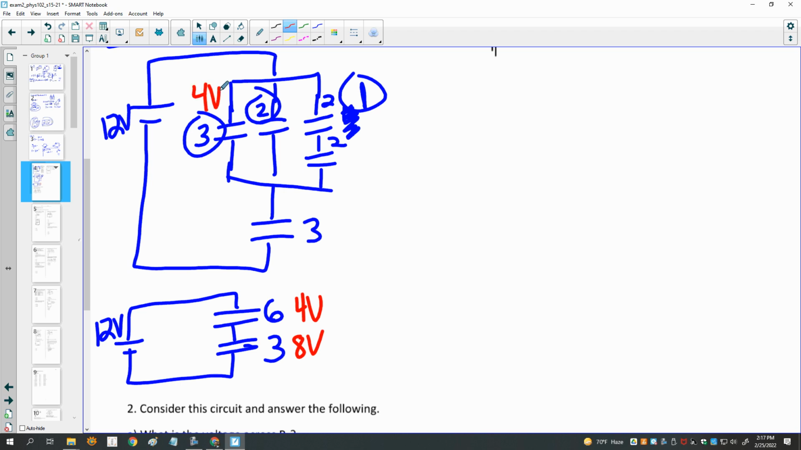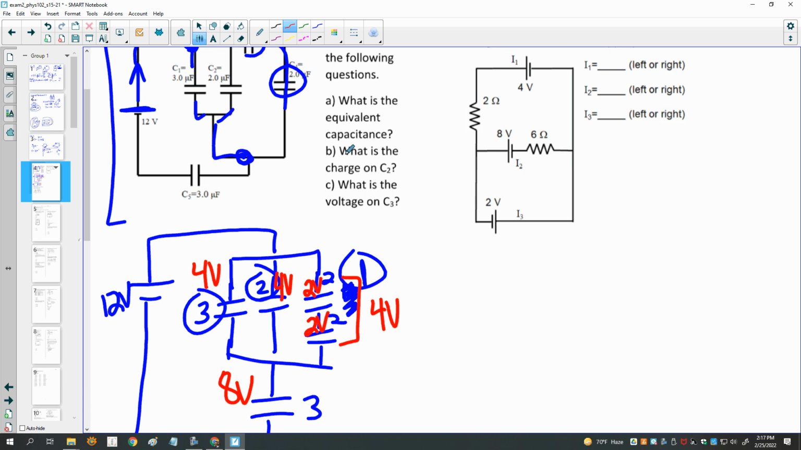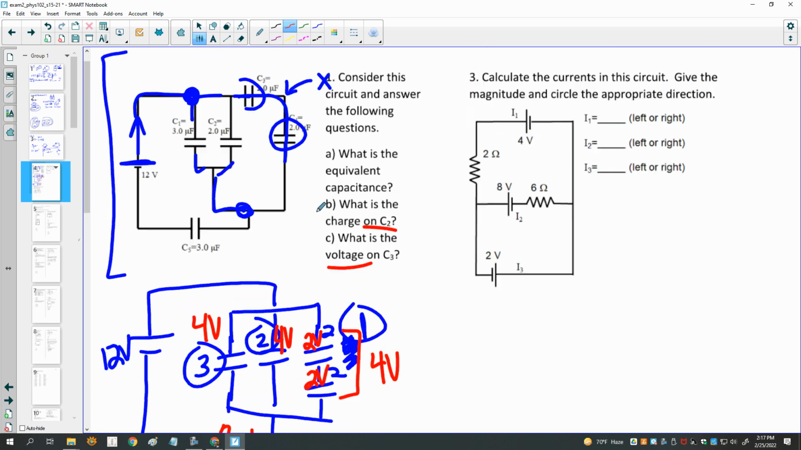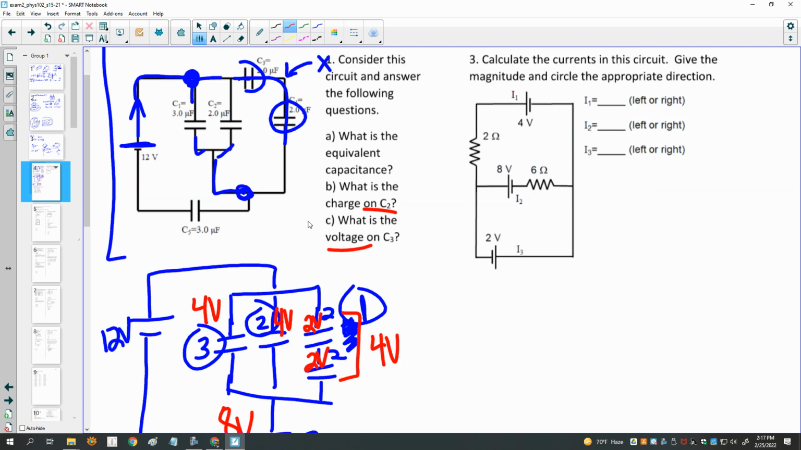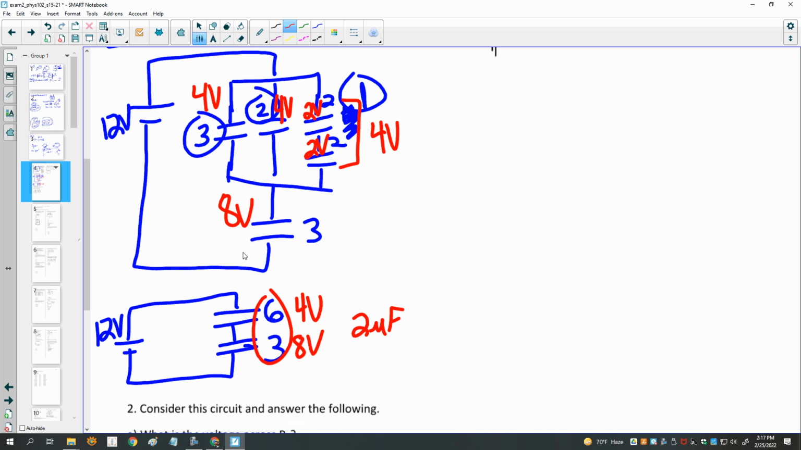That gives me 4 volts there. That gives me 4 volts there. These two capacitors would have 4 volts together, but they're going to split that up into 2 volts and 2 volts. So now I have the voltages across all of these capacitors, and I can go back and find any charges or voltages that I'm asked. On any of these problems, you're really going to have to find them all. And then also the equivalent capacitance, of course, is going to be 2 microfarads, because I have this 6 and 3, 1 over (1/6 plus 1/3).